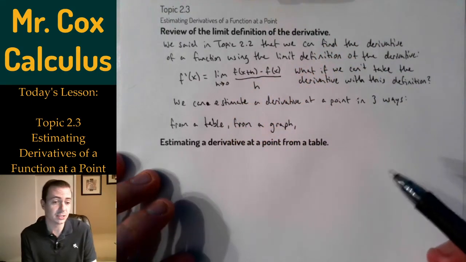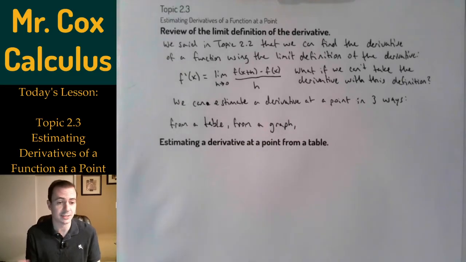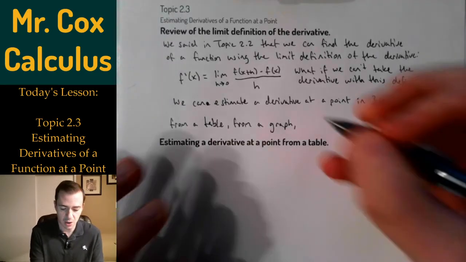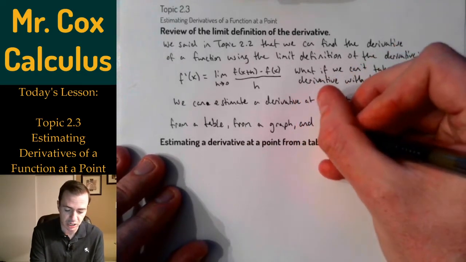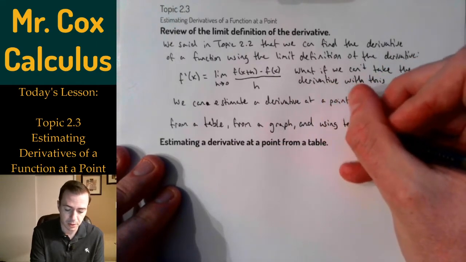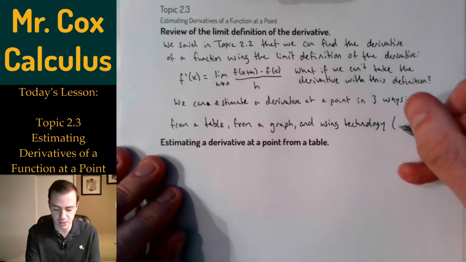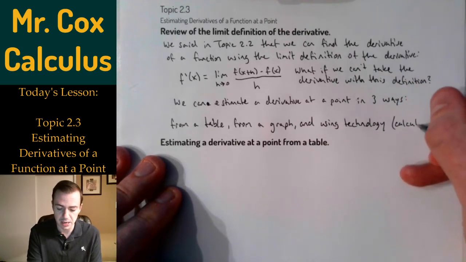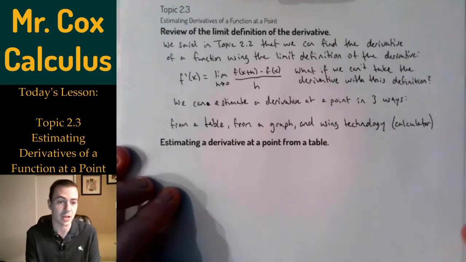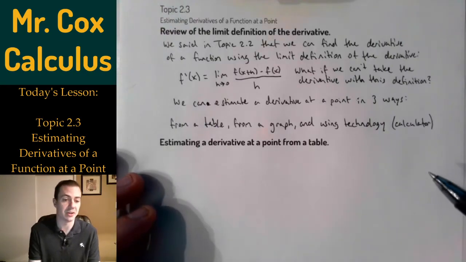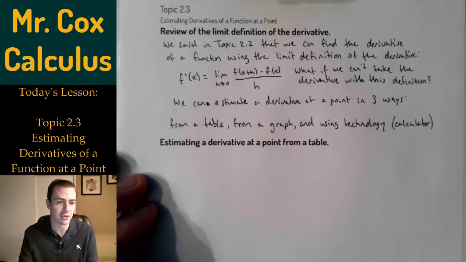And then lastly, after we've exhausted tables and graphs, we'll also see how technology can play a part in estimating the derivative at a point. And by technology, what I mean is a calculator. And so we'll be looking at that as well as a third example of how we can estimate the derivative of a function at a particular point.